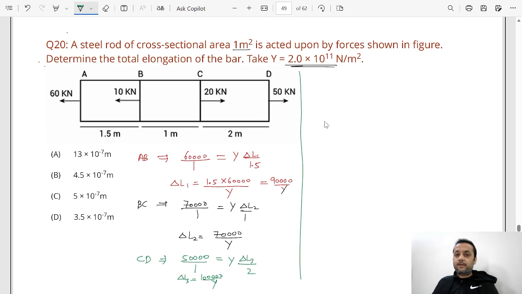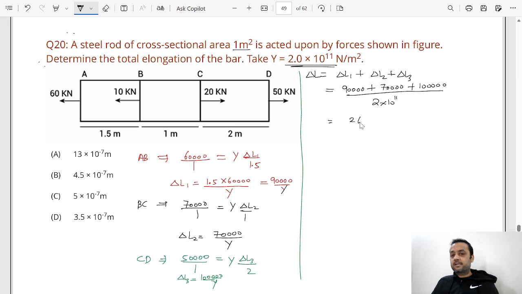We were required to find the total elongation. That means it will be delta L1 plus delta L2 plus delta L3, right? Delta L1 is 90,000 upon Y, plus delta L2 70,000 upon Y, plus delta L3 is 1 lakh upon Y. Y is 2 into 10 to the power 11. So 9 plus 7 is 16, plus 10 is 26, and 4 zeros, upon 2 into 10 to the power 11. That means 1,30,000 upon 10 to the power 11.